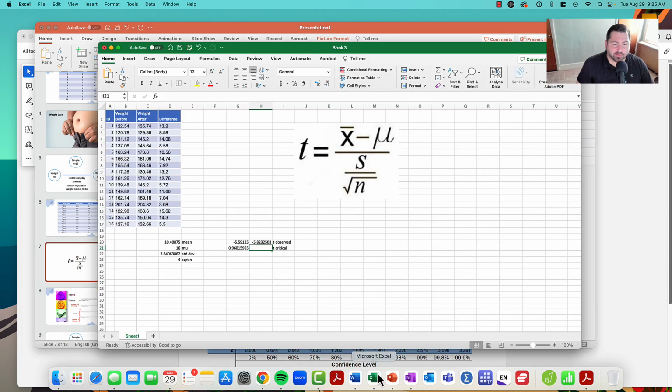And so if I go back here and I type in 2.131, I can very clearly see that the t critical value of 2.131 is surpassed by the t observed value of negative 5.823, which means that this is a statistically significant finding. How would I actually be able to verify these numbers, though, in JASP?